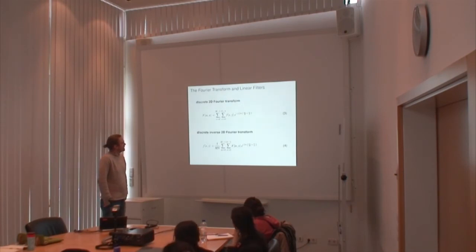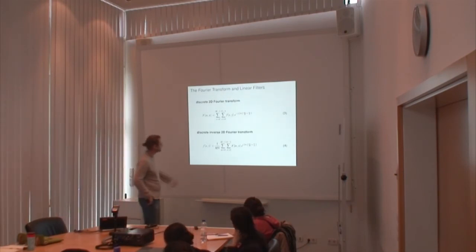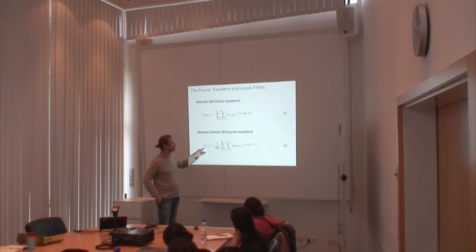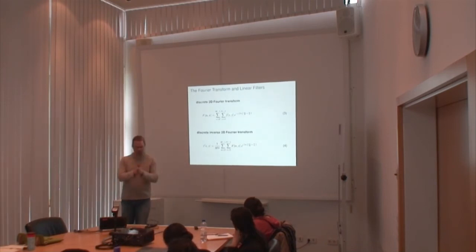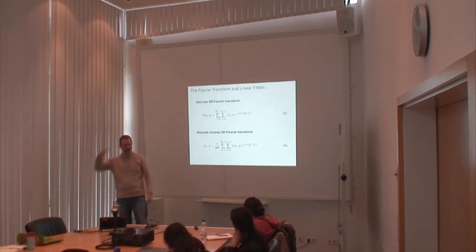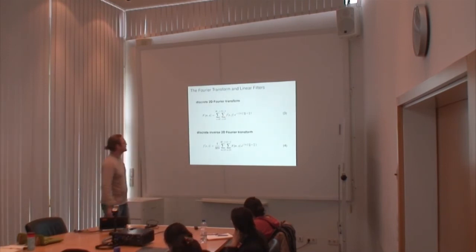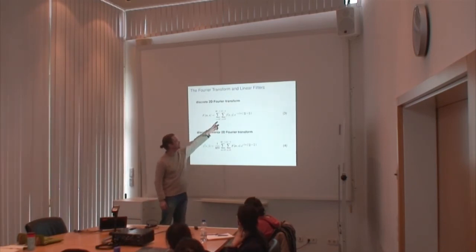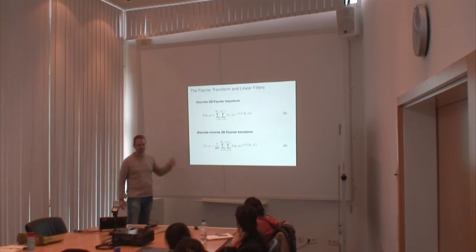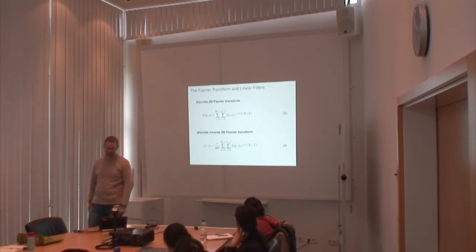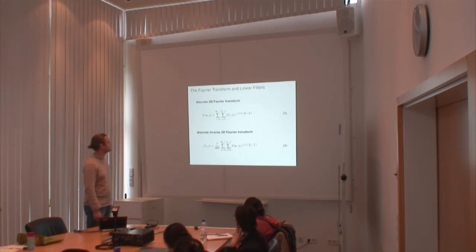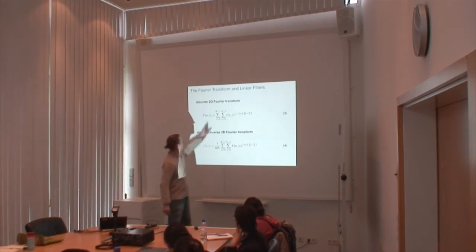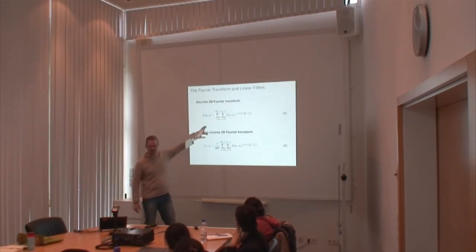What we have here is we assume that the image we are talking about has M columns and N rows, and so the pixel coordinates x and y can range from 0, 0 to M minus 1 and N minus 1 respectively. And we have a summation, no integration here. This is because it's discrete.